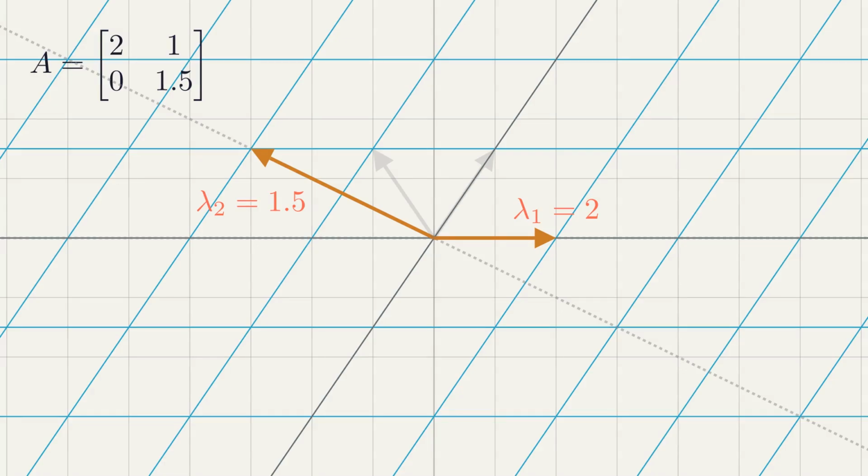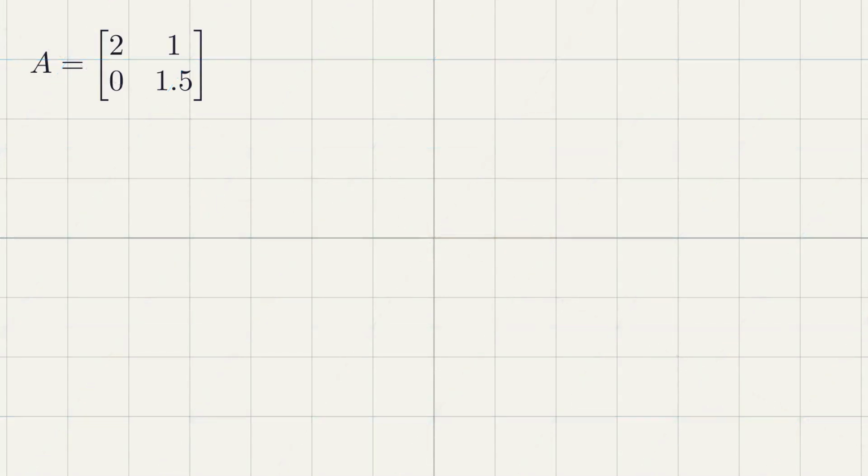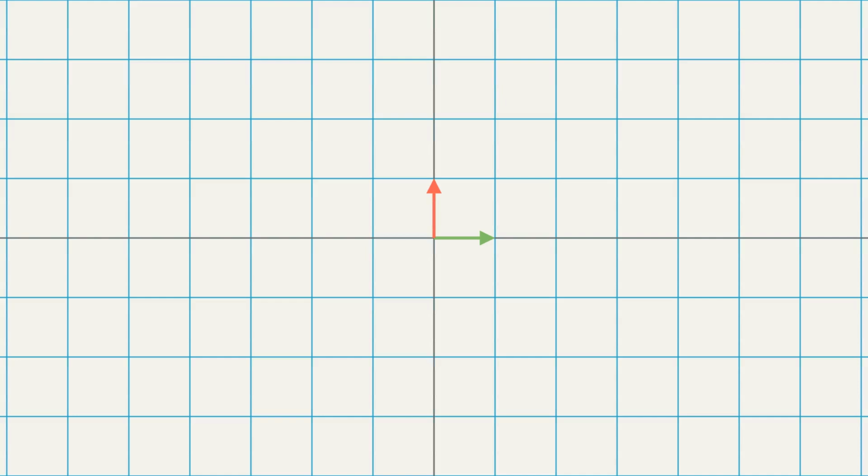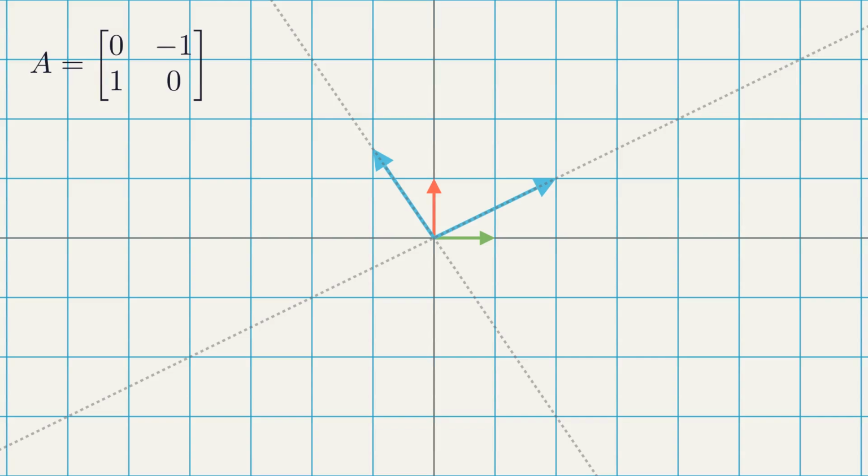And here is the interesting part. If a matrix has enough linearly independent eigenvectors, we can use them to form a new basis. And we call the process diagonalization. But there's a catch. It only works for some specific square matrices. Other matrices, even if they are square, simply don't have enough eigenvectors to form a basis.